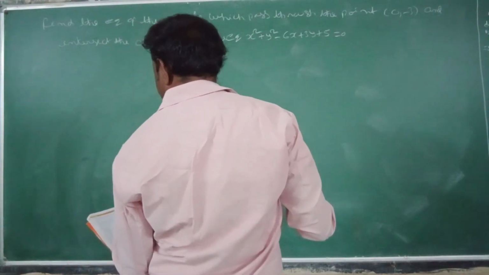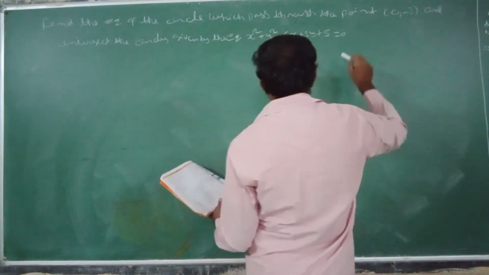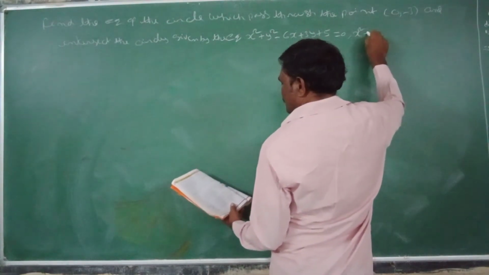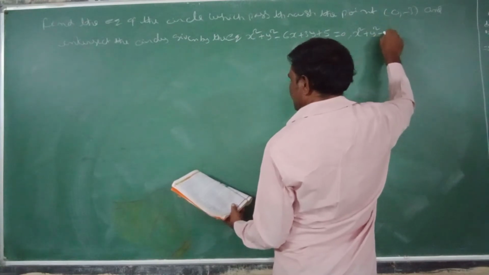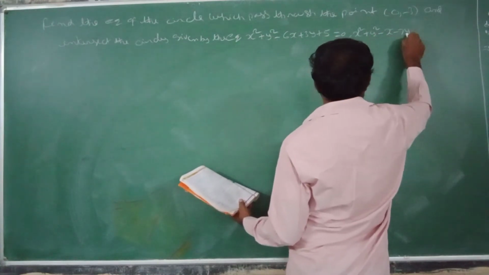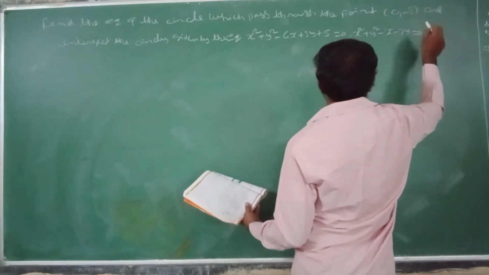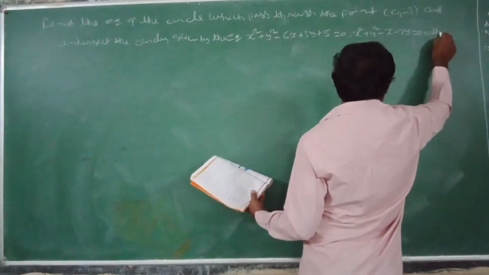Second equation is x square plus y square minus x minus 7y is equal to 0, orthogonally.